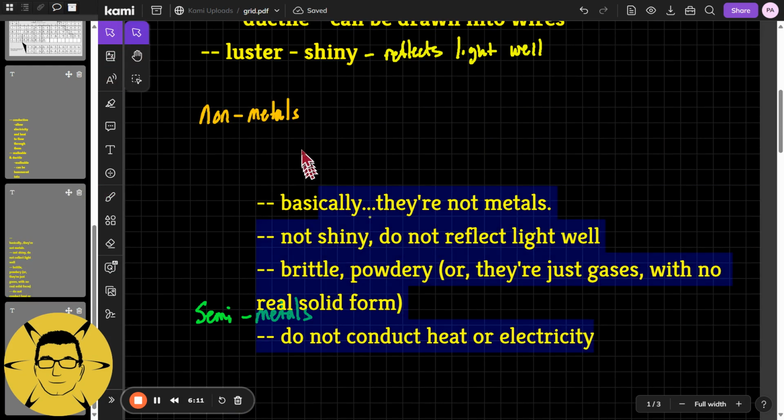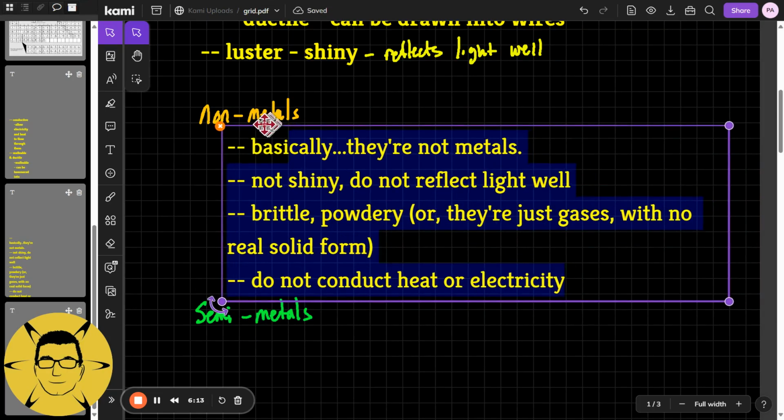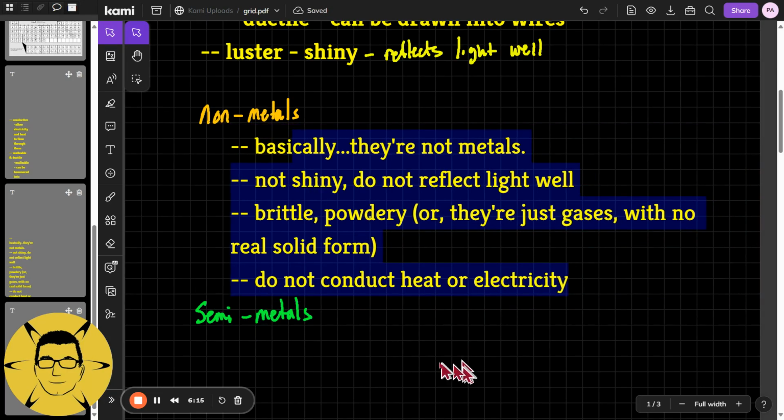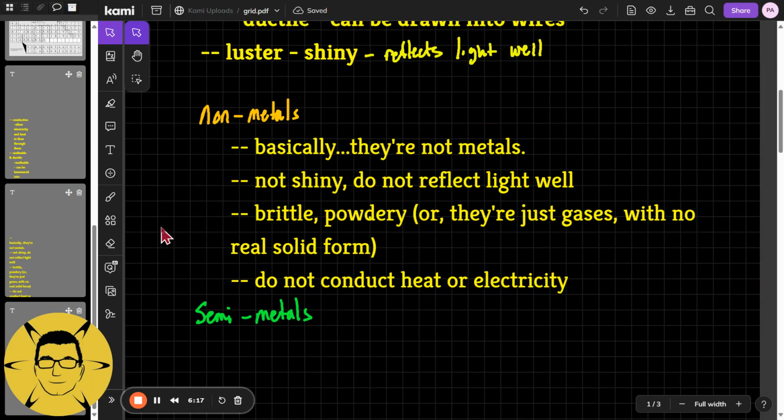Basically, they're not metals. That's the property of nonmetals. All of the things that we have up above, where they're shiny, nonmetals are not shiny. Where they're malleable, they're not malleable. They're brittle and powdery. If you have a solid nonmetal, it's flaky or very brittle, so you can crush it into powder.